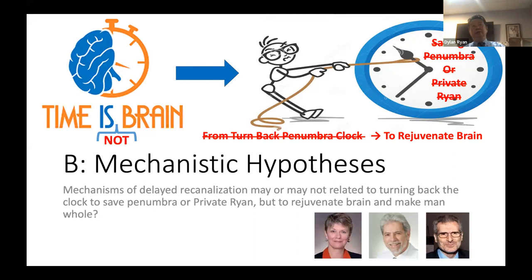So for me, penumbra only works for 24 hours. After 24 hours, forget about penumbra. It does not exist. That's nonsense, okay? So what's the mechanism? If it's not saving Private Ryan, what are we saving? I call it rejuvenation because I don't know. But the patient is getting better, something must have happened, right?